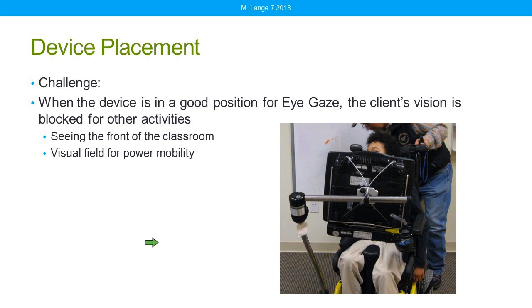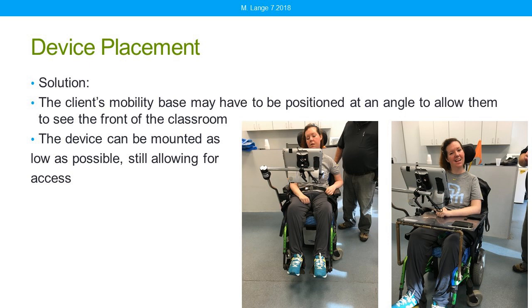So here's our challenge. When the device is in a good position, I can't see my client. So they can see the device, but their vision's blocked for other activities, like seeing what's going on in the front of the classroom, or blocking their visual field if they're driving a power chair. So what can we do? Well, one solution is that we can move the client's mobility base so that they're at a bit of an angle to allow them to see around them a little better.